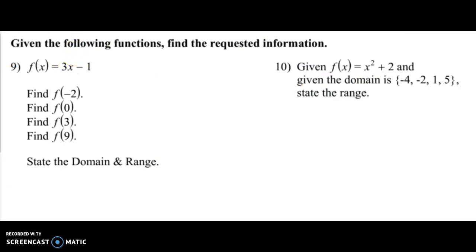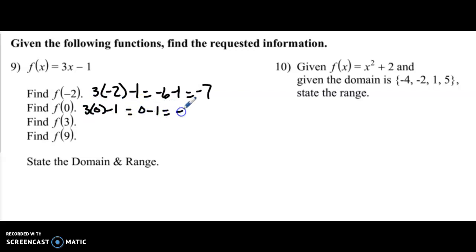For number 9, we're going to find the requested information. So I'm going to use this equation, and everywhere that I have an x, I'm going to plug in -2. So 3 times -2 minus 1 equals -6 minus 1, which equals -7. This time I'm going to plug a 0 in everywhere I have an x. So 3 times 0 is 0, and 0 minus 1 is -1. Here I plug 3 in everywhere that I have an x. I get 9 minus 1, which is 8.